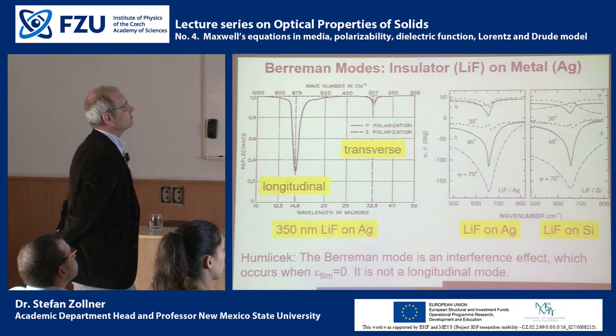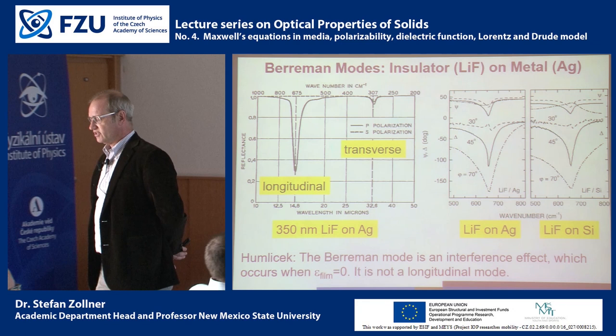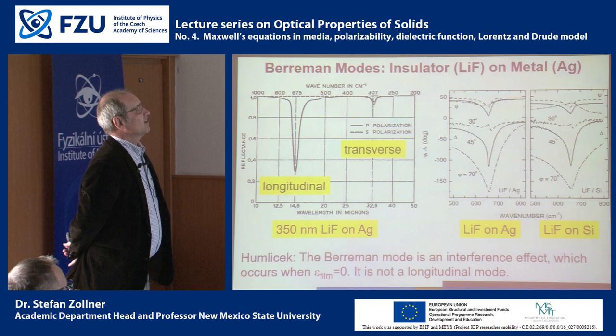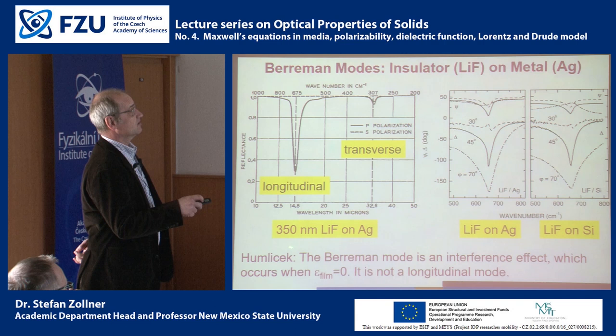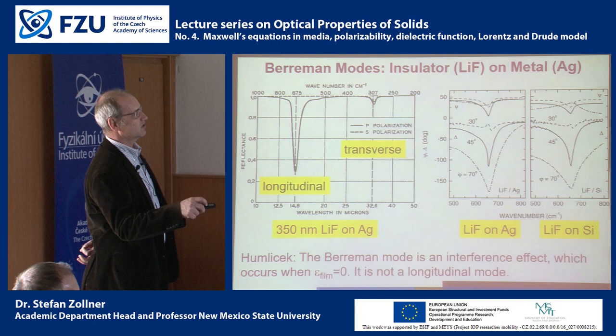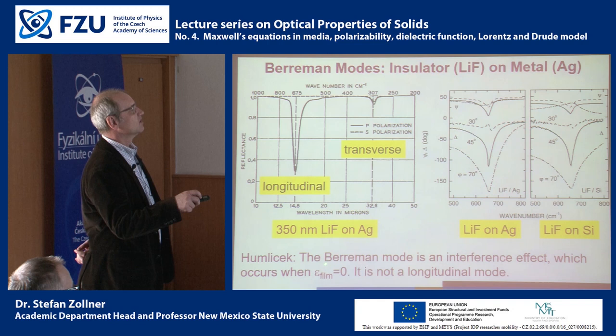So obviously there is a signature, there is something in the reflectance that we see at the longitudinal frequency. But like I mentioned, Humlicek's position, explained in this 1999 paper where he repeated this experiment with infrared ellipsometry, one of his first infrared ellipsometry papers, is that the Berryman mode is an interference effect. It is not an actual longitudinal mode.